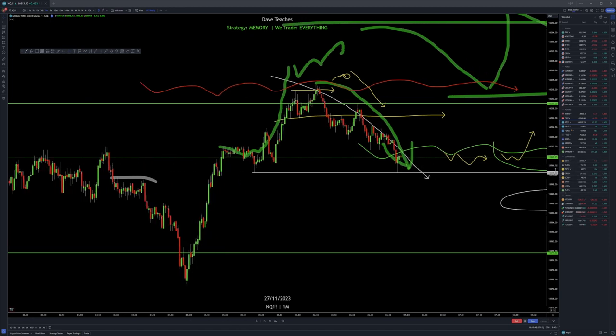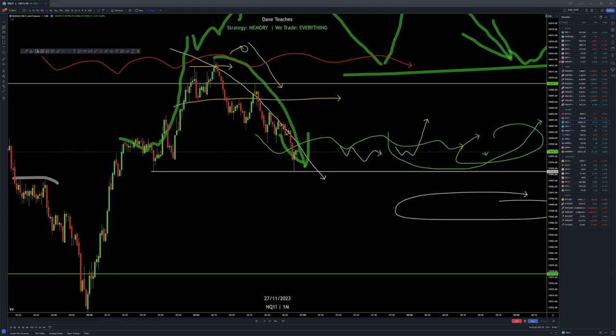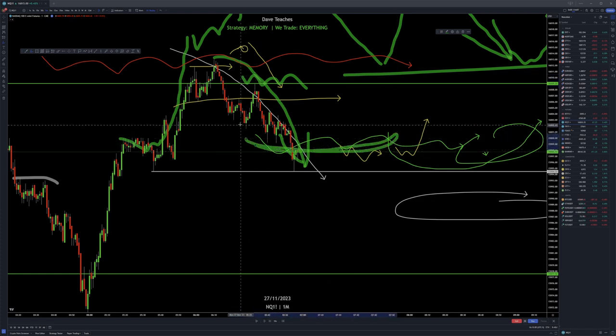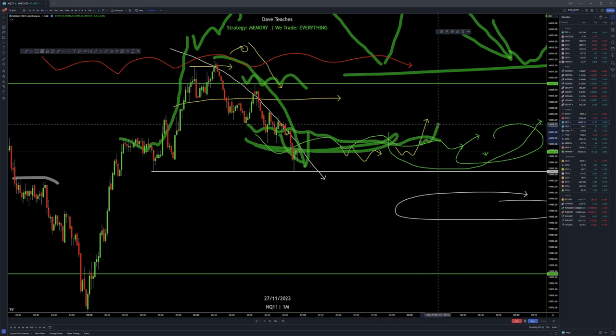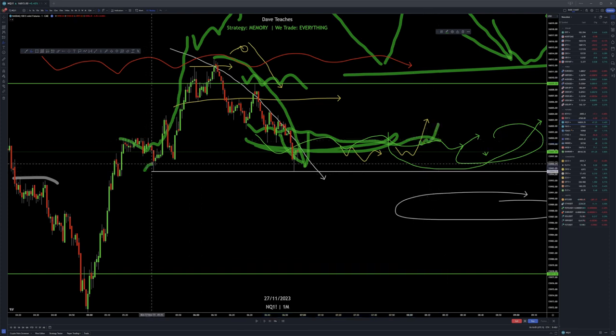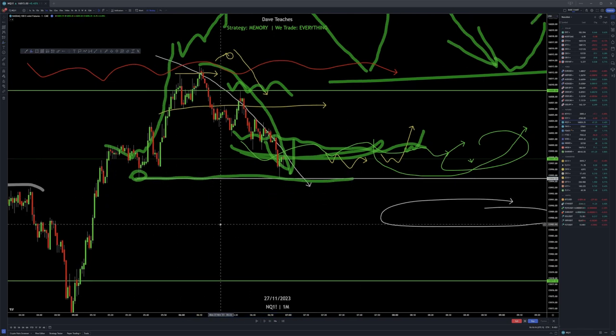So as I mentioned, this move, how we could still get an entry down here to take long before seeing us come down to take this white line here. Right? Seeing us come down to take this low.